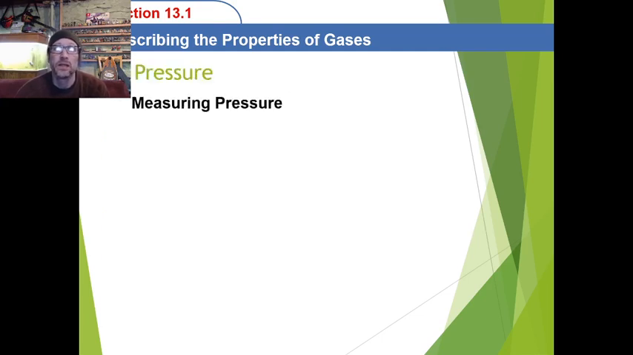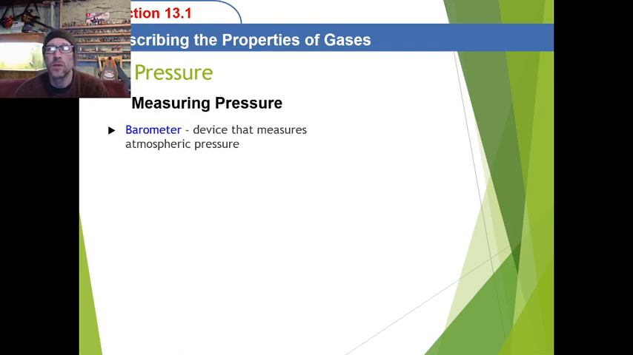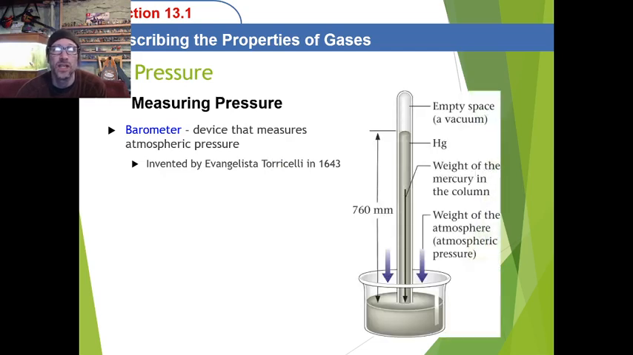Pressure, sweet. Measuring pressure. We use a barometer. This is an instrument that was invented a long time ago by this guy named Evangelista Torricelli. It measures atmospheric pressure. It was invented in about 1643. One of the units of pressure we'll talk about is a torr, again named after Evangelista Torricelli.